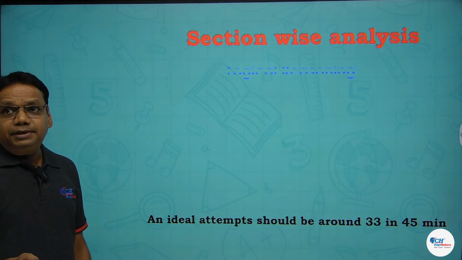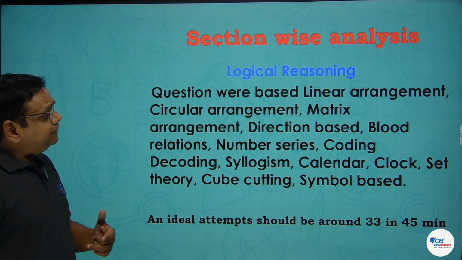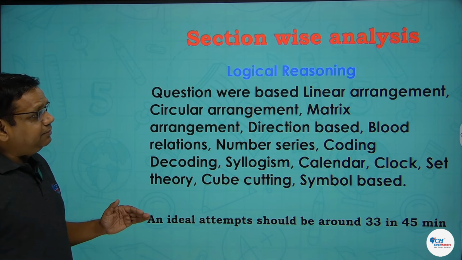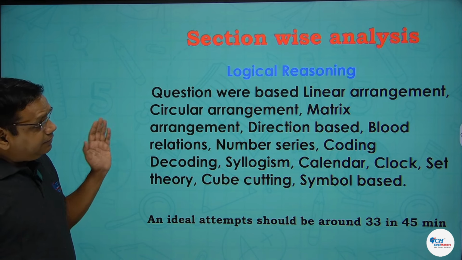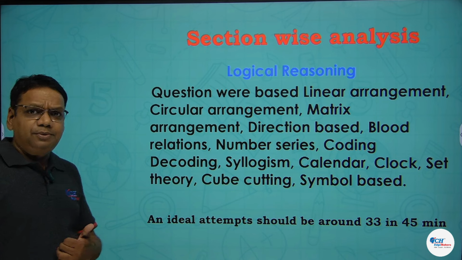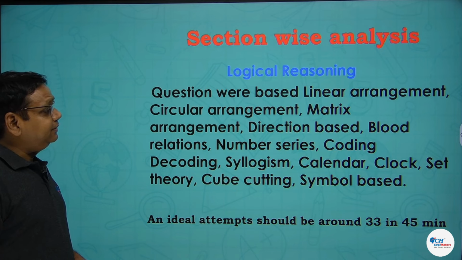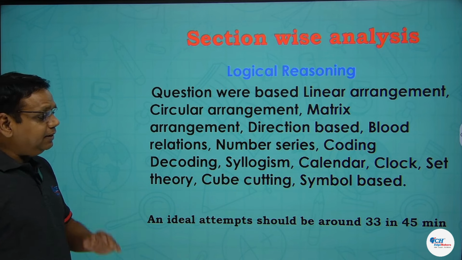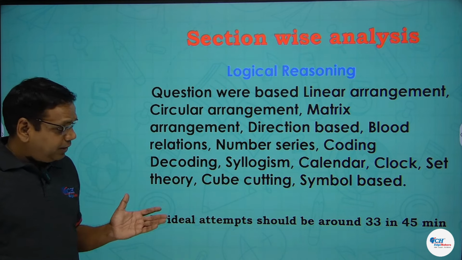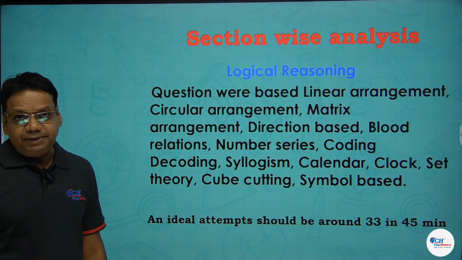Now if we talk about the second section, which was logical reasoning, a few questions were case based, and some were individual questions. There were 3 questions on linear arrangement, and questions based on circular arrangement and matrix arrangement, or you can call it tick and cross. Then there were around 4 to 5 questions on direction sense, blood relations, number theory and other topics. Again the difficulty level of the questions was moderate, so an ideal attempt should be around 33 in 45 minutes.